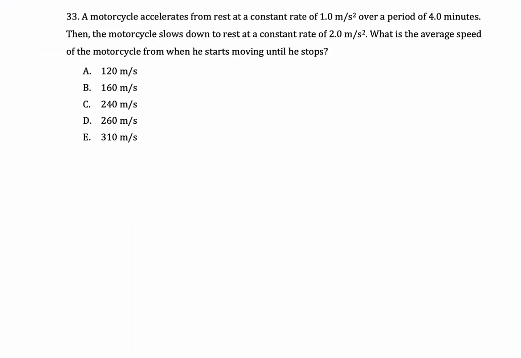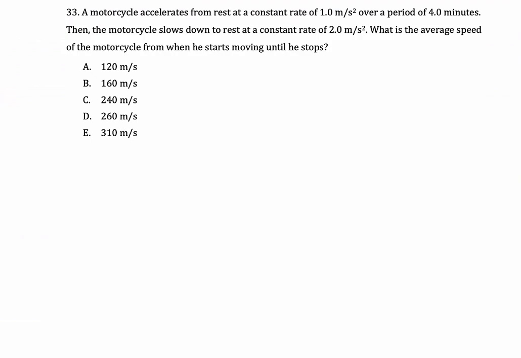We can continue to the next question, which is about kinematics and motion with acceleration. You can pause to read the question. What we have is a motorcycle that accelerates from rest, so the initial velocity is 0, and it accelerates with 1 meter per second squared for 4 minutes. Now, 4 minutes means that the time is 4 times 60, it is 240 seconds.